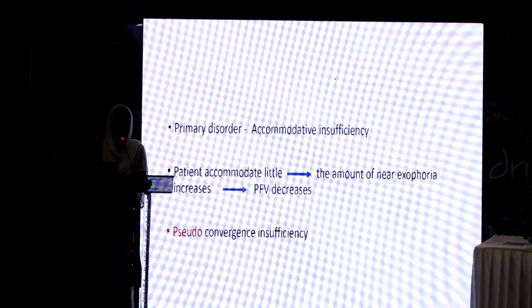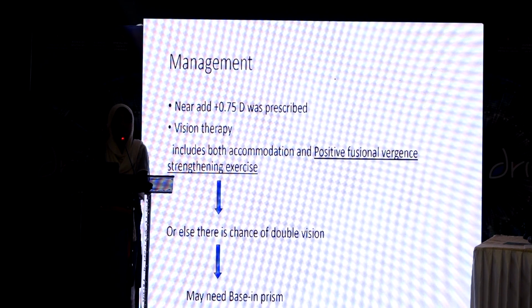So here the primary disorder is accommodation dysfunction, insufficiency, which leads to the amount of near exophoria increasing and the positive fusion vergence value decreasing. It is not actual convergence insufficiency, it is pseudo. This patient needed instant relief. This patient will not wait for vision therapy, and particularly 10th and 12th grade patients, we cannot convince them for office-based therapy. In Tamil Nadu, I hope that may be true in Kerala also, reading is their primary motto. So a minimum near add was given to the patient along with vision therapy.